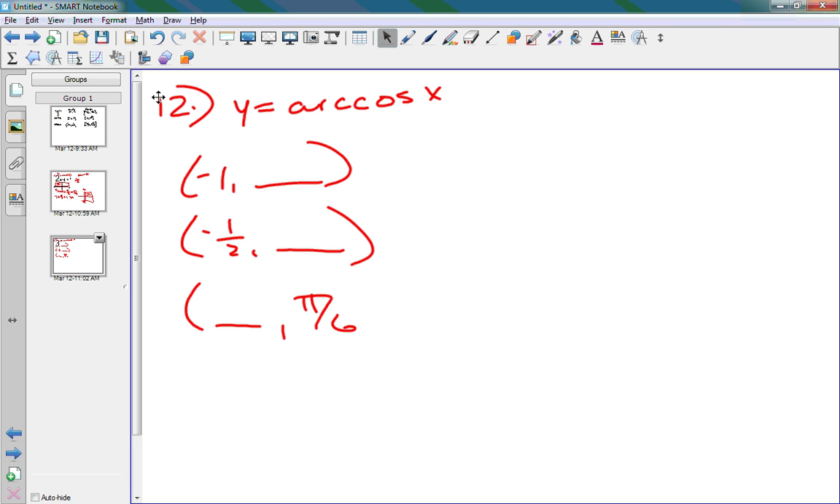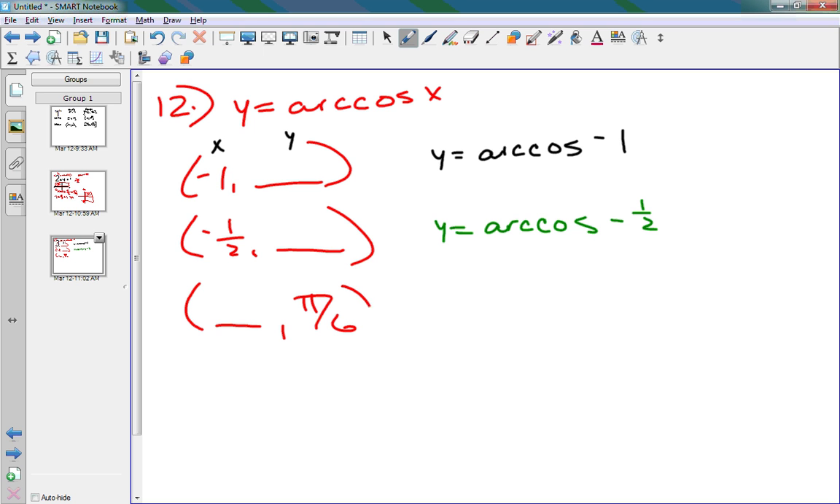I have 3 separate problems here. This is my x coordinate, these are my y coordinates, so I'm going to plug it in. My first problem: y is equal to the arc cosine of -1. My second problem is y is equal to the arc cosine of negative 1/2. And my third problem is, no, not y, pi over 6 is equal to the arc cosine of x. Do we see that? I have 3 problems there. So all you have to ask yourself is, is -1 between -1 and 1? Yes, it is. So what angle has a cosine of -1?